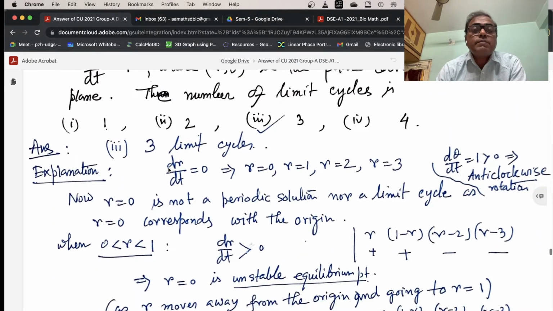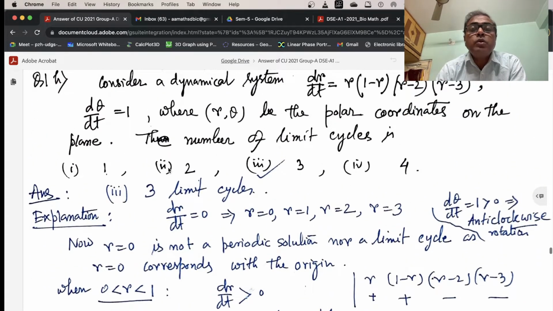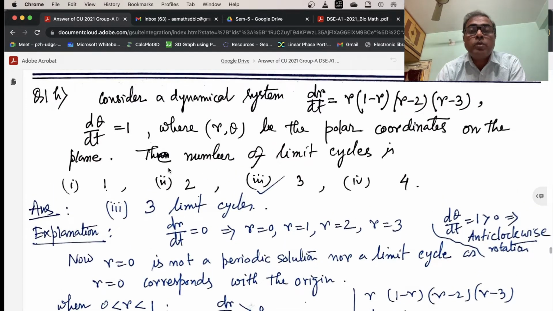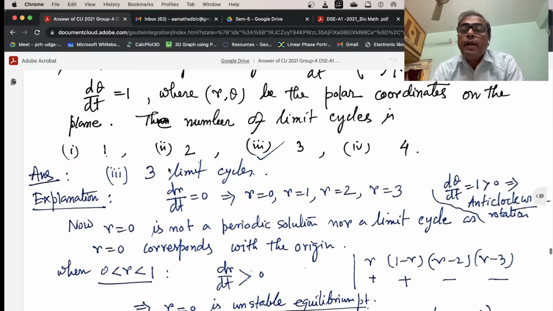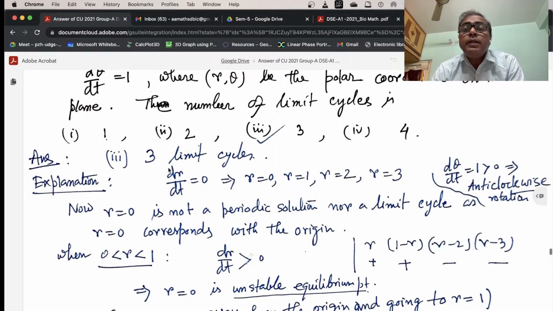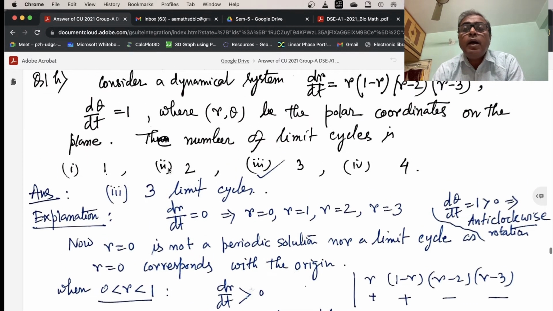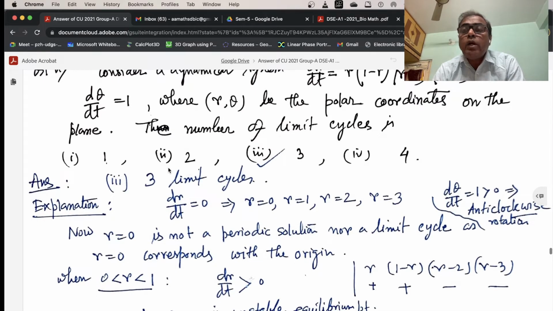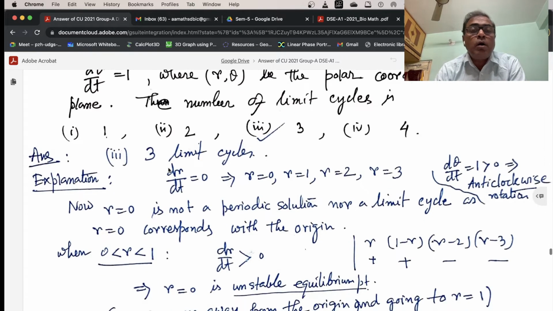3 limit cycles. Now dr/dt = 0 implies r = 0, r = 1, r = 2, r = 3. And dθ/dt = 1 gives anticlockwise rotation, as positive is anticlockwise, of the periodic orbit. Now r = 0 is not a periodic solution nor a limit cycle.